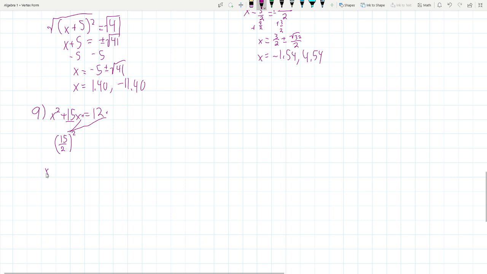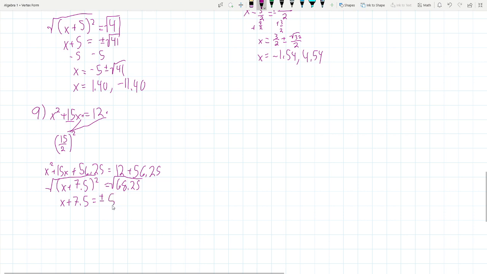And so in this case, we can rewrite this as x squared plus 15x plus 56.25 equals 12 plus 56.25. Well, this is going to be x plus 7.5 squared. That's going to equal 68.25. Do the square root. Do the square root. We get x plus 7.5 equals plus or minus.